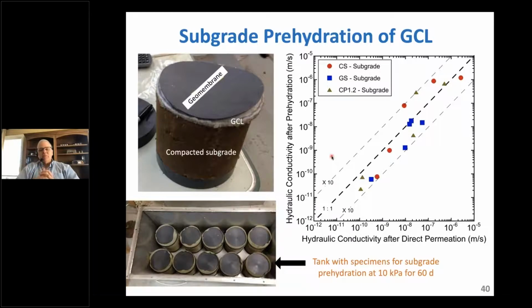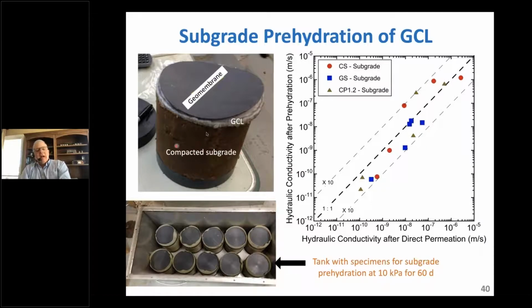What really happens in most situations is that we put a GCL on a prepared, compacted subgrade, and it will imbibe some moisture from below that's moving up through the subgrade into the GCL, causing the GCL to hydrate from that moisture moving up from below. And you can run experiments to evaluate that. And that's what I've illustrated here.